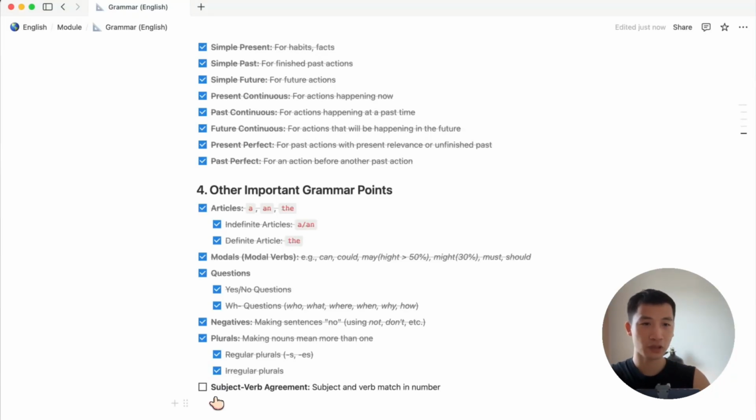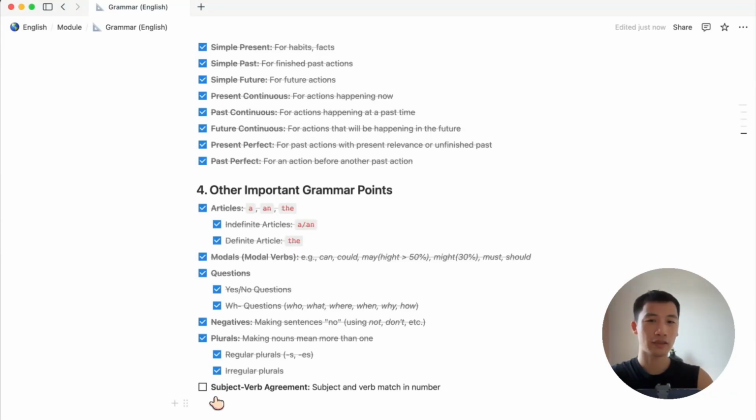You can see the laptop screen. The next point is the last point: subject-verb agreement. In English, the verb in a sentence must match the subject. For example, I walk, or they walk, but he walks. Do you have any questions about this?